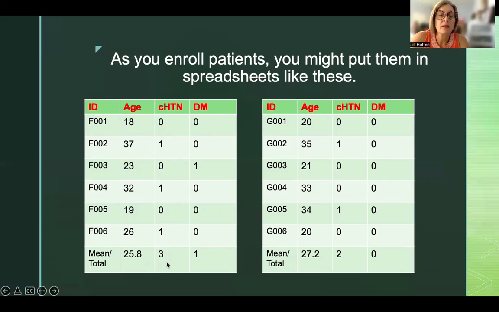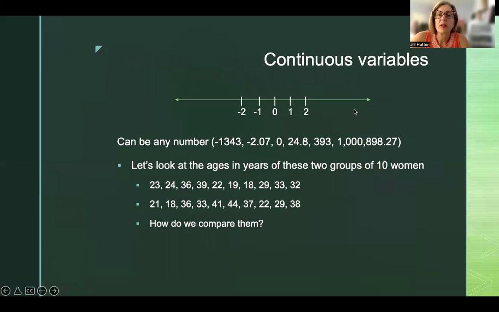And 3 ladies in this group have chronic hypertension out of 6. That's 50%, and likewise in this group. So, continuous variables. Continuous variables are any variable that you can put on a number line. It can be any number, a negative number, 0, it can have a decimal, it can be a very big number. So now I've got two made-up groups of 10 ladies, and these are their ages.